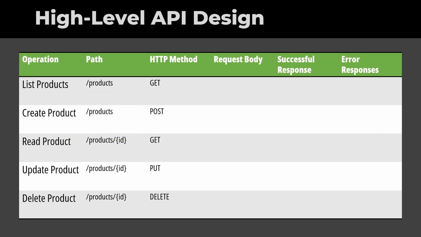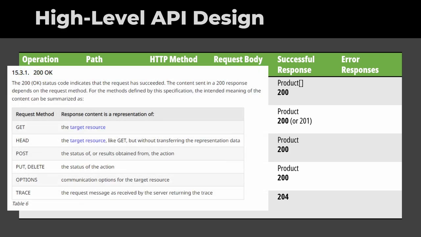Now we can define the request bodies. The only operations accepting a request body are create and update product. We expect a product representation in the body. Now, time for the successful responses. List products returns an array of products. The rest returns a single product, while delete has no payload. We also need to define the HTTP status code. We keep it simple and always use 200 OK, which means the request was accepted and completed successfully.